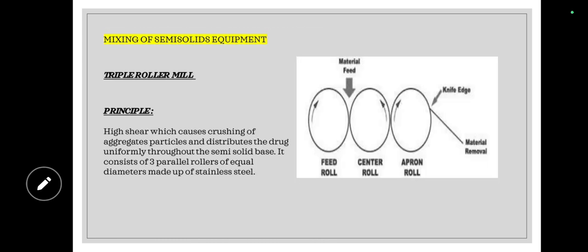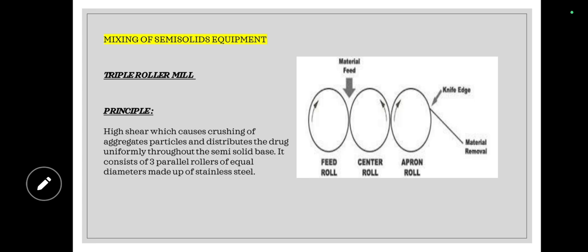Next, mixing of semi solids and equipments. In the beginning stage, solid to solid mixing instruments were discussed, and liquid to liquid mixing was discussed. Finally, mixing of semi solids. Which instrument is used in mixing of semi solids? Triple roller mill. Triple means 3 rollers. How many rollers are there? 3 rollers in total in the mill.